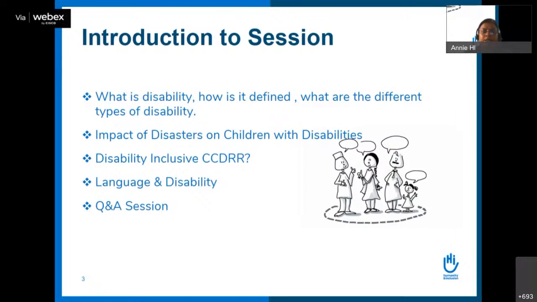So in this session, we will look at four things. One is what is disability and how it is defined, especially in the Indian context. What are the different types of disabilities? We will look at the impact of disasters on children with disabilities, and we will look specifically at disability inclusive CCDRR and a little bit about our language when we talk on disability. And given the time, we will look at question and answers. We will definitely take up question and answers.